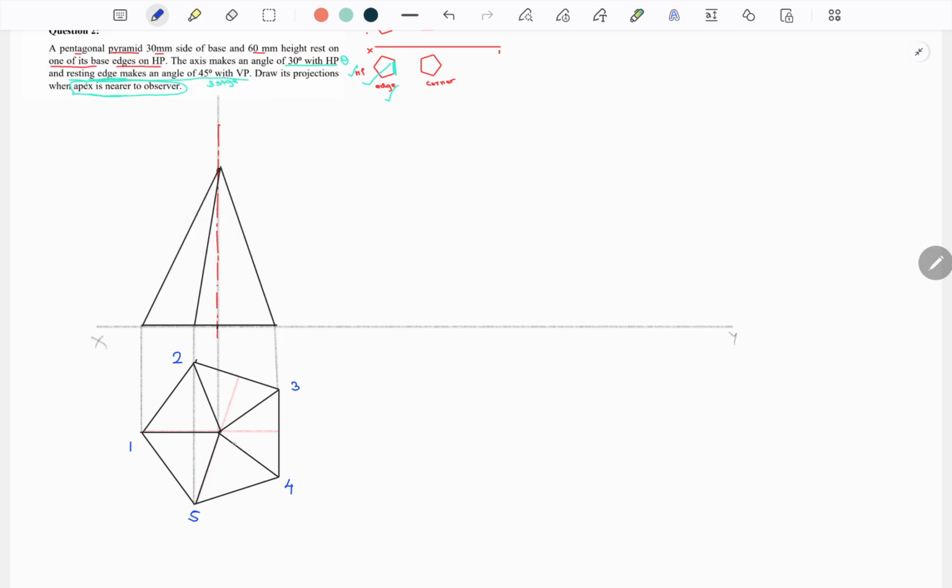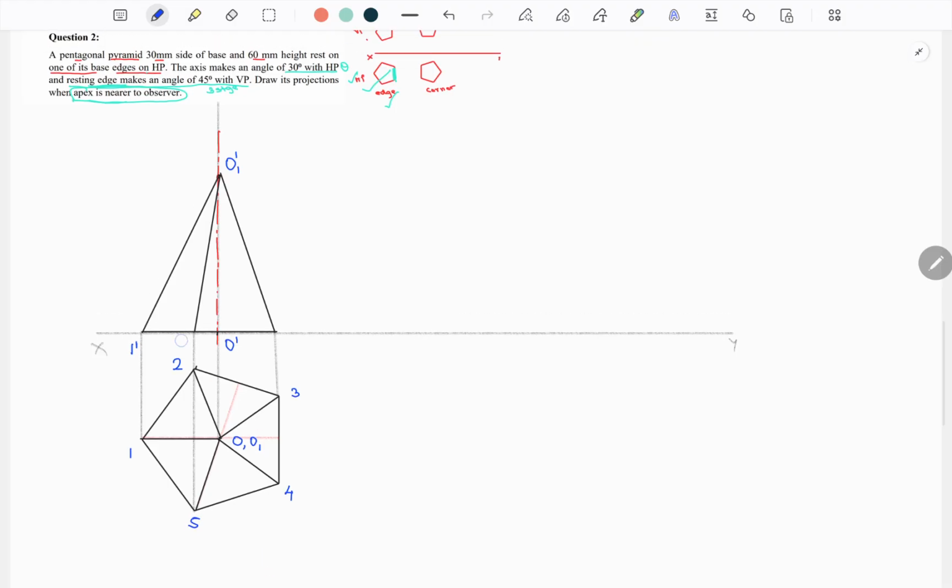Now let us name this object. This will be point O and O1. I will name it as O1. Where is the point O? This is O dash, this is O1 dash. These are the 2 points. Clear? Axis. This point will be named 1 dash. This is my point 2 dash, 5 dash. This is 3 dash, 4 dash. Naming is very important. In stage 1 itself, you have to give proper naming.